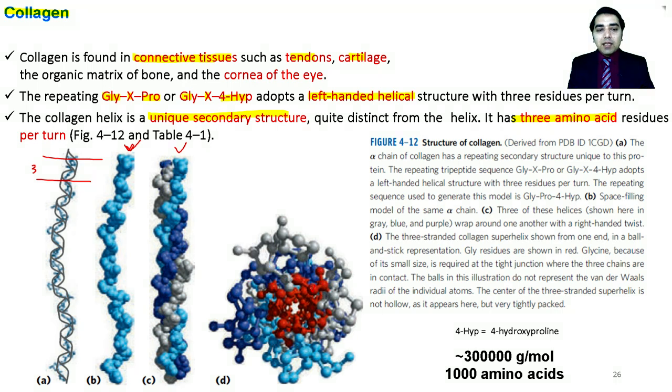Glycine helps the tight coiling of the helices, and it also provides the point of tight junction between the 3 helices. In this picture, some free space is shown in the middle of the helix, but in actuality there is no space because the glycine helps the helices to make the tight coiling. The molecular weight of the collagen molecule is in the range of 300 kilodalton, and it contains almost 1000 amino acids.